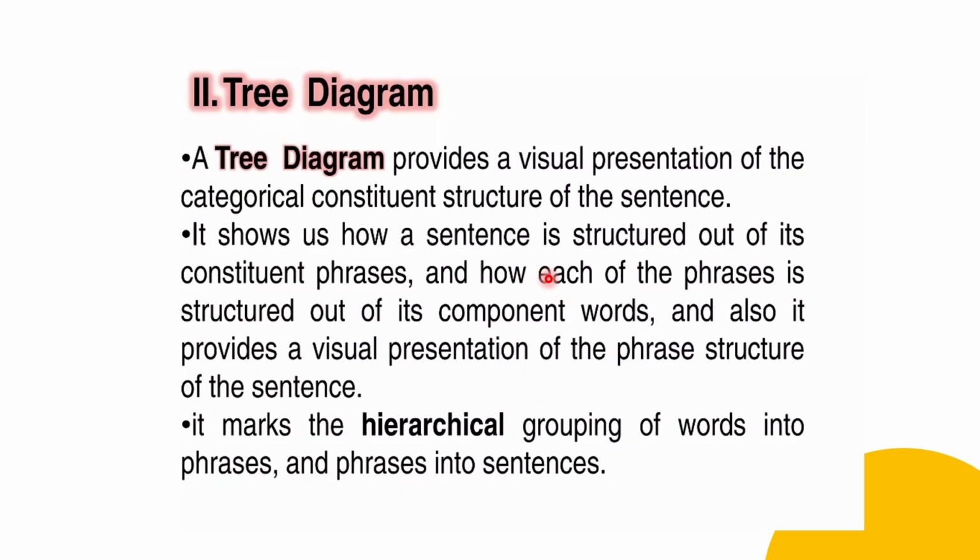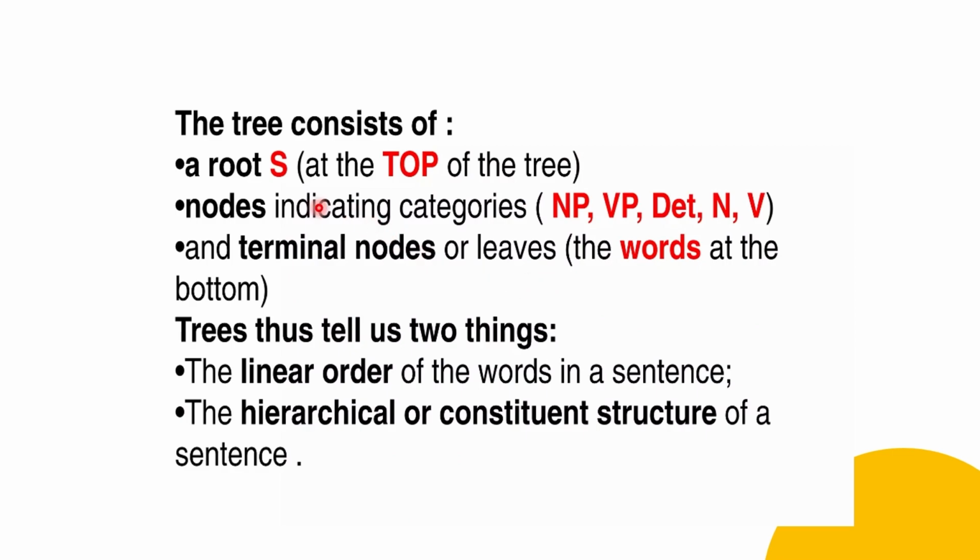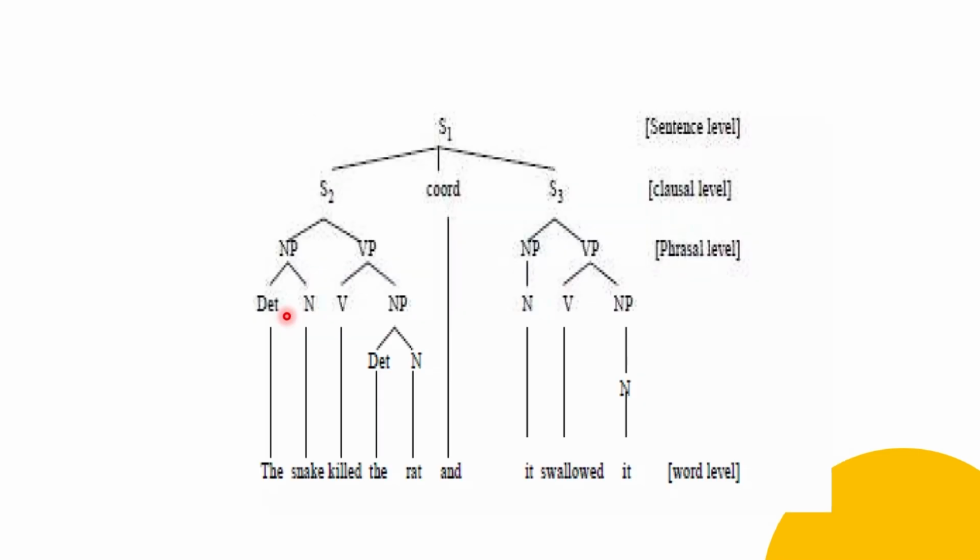And next comes the tree diagram. The tree diagram is more of a visual representation of what we saw in the label bracketing. It arranges all these words into a hierarchy, so into a tree. This tree contains the sentence as the root, and the nodes will be the clauses or the phrases, and the terminals are going to be the word level. The words are going to be the terminal nodes. And S1, as we've already seen, is going to be the sentence level.